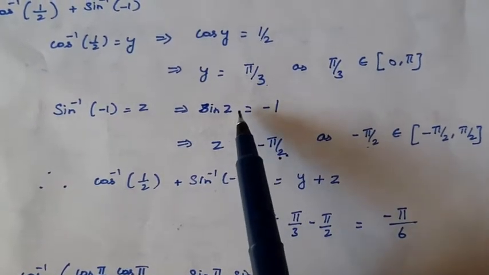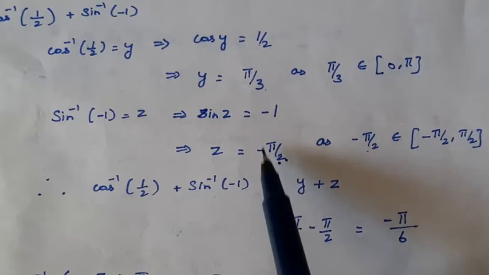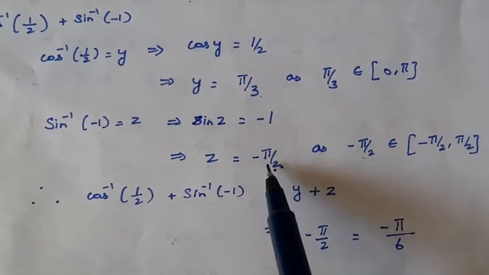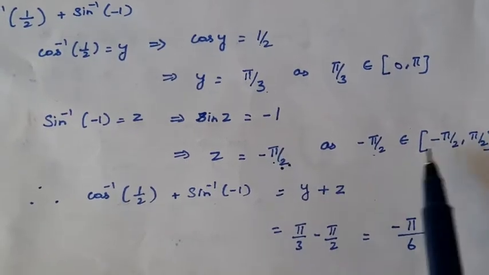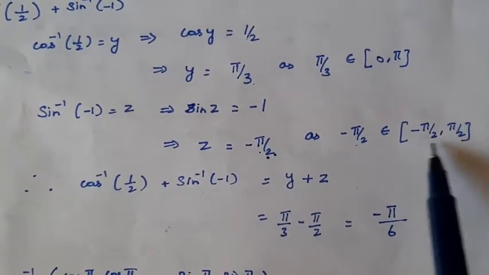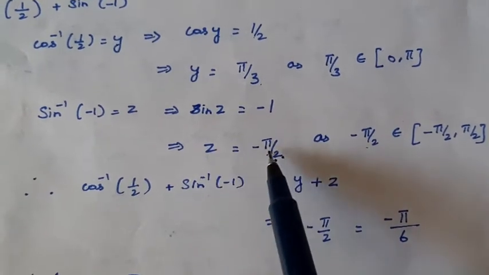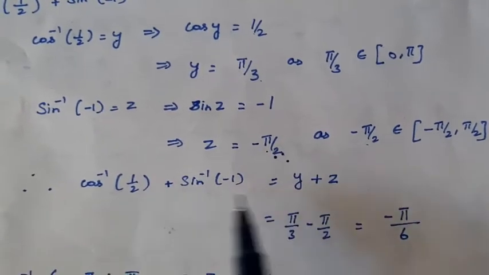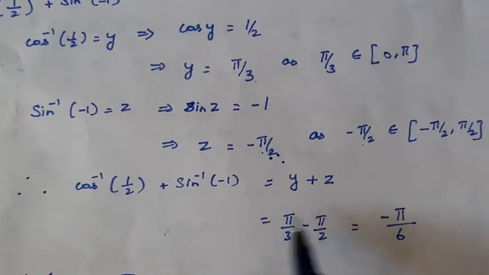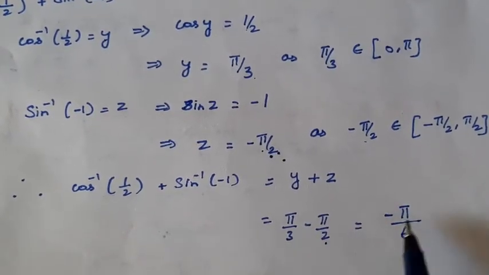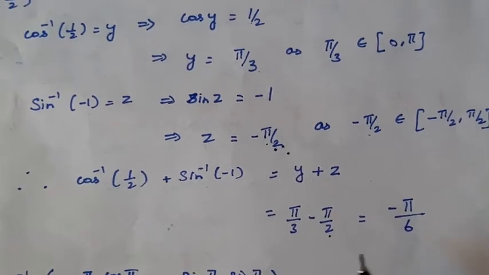So instead of writing 3 pi by 2, you have to write it as minus pi by 2, because sin 3 pi by 2 is also minus 1 and sin minus pi by 2 is also minus 1. But you have to choose the angle such that it lies in this closed interval. Therefore, instead of 3 pi by 2, we have taken z as minus pi by 2. Okay. Now substituting the corresponding values of y and z, we have pi by 3 minus pi by 2, that is, by taking LCM, we will get the value as minus pi by 6.